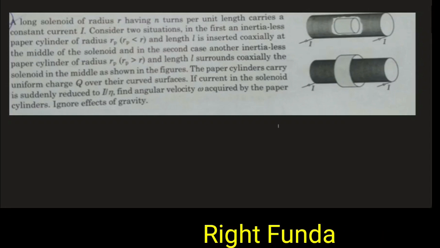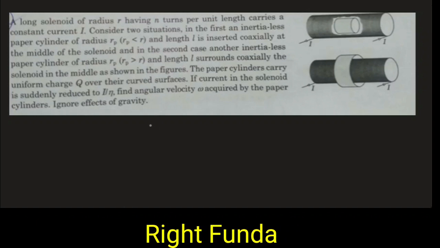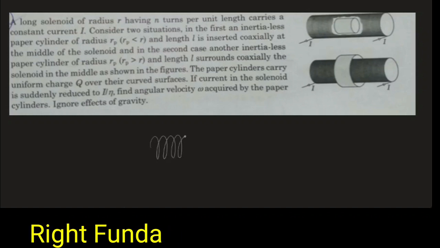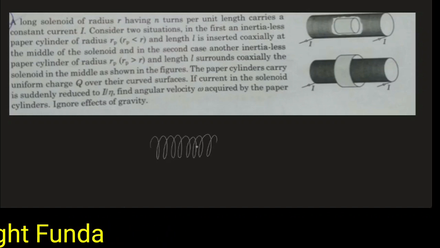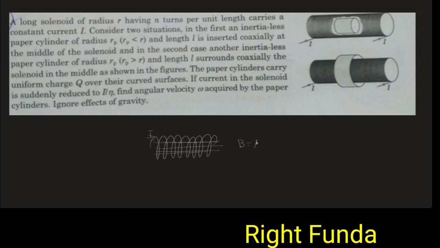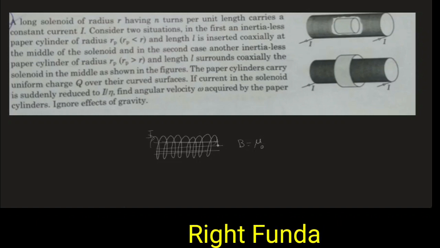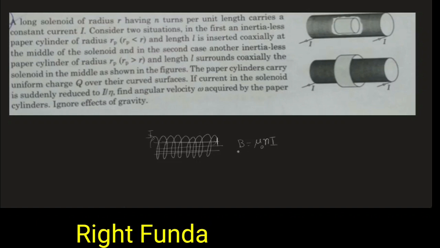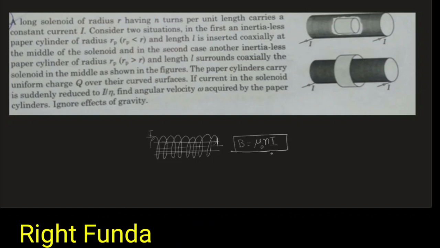Now see, we know what happens. Suppose current I flows through a solenoid, then it produces a magnetic field inside. Inside the solenoid the magnetic field is a constant quantity. For a very long solenoid, with radius very small compared to length, the field inside is mu naught n I, and outside the magnetic field is equal to 0.